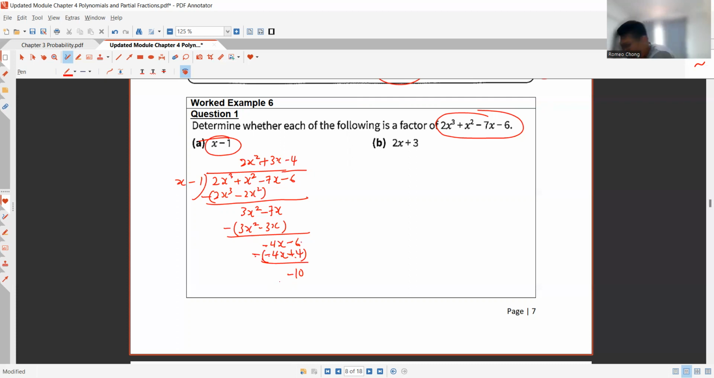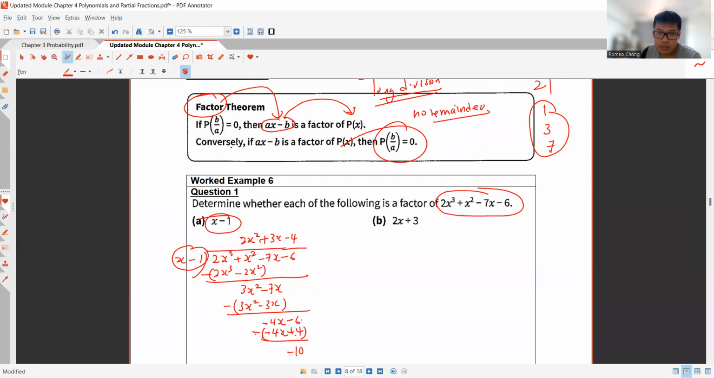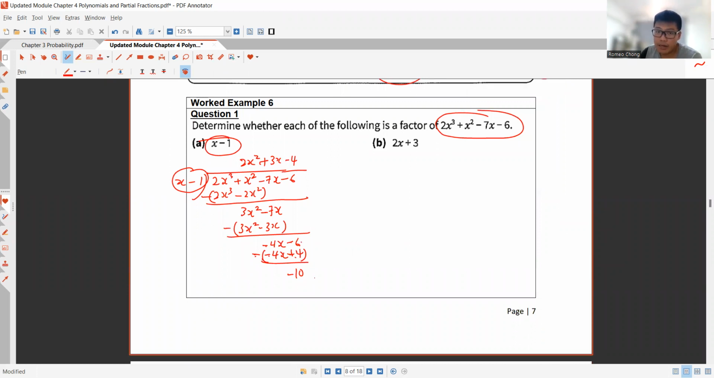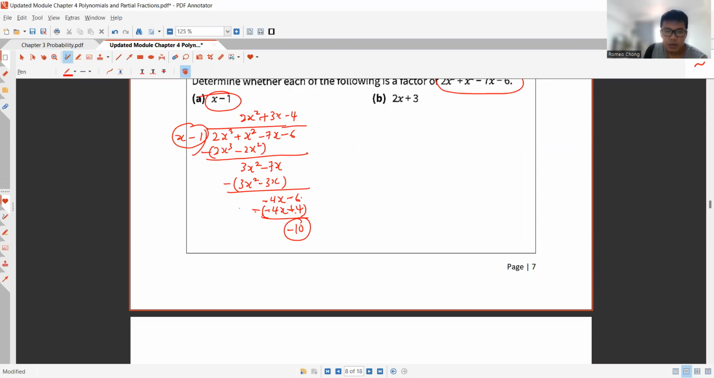So what can you say about this? When you get a remainder of negative 10, do you think this divisor is a factor? According to the factor theorem, when you substitute the value of x from the divisor into your polynomial, you should get 0. But as you can see, you still have a remainder. So we say that this x minus 1 is not a factor.